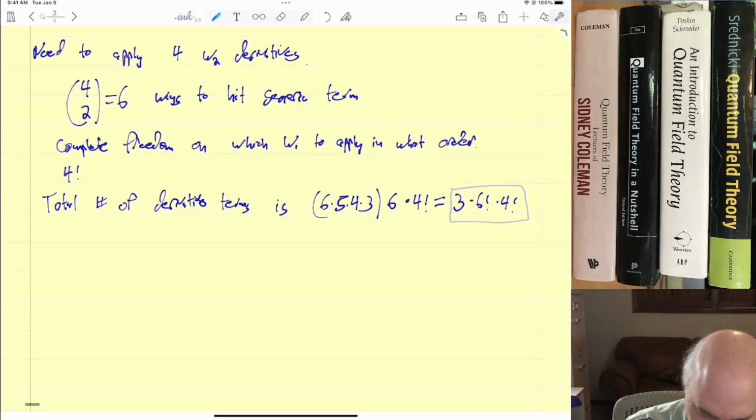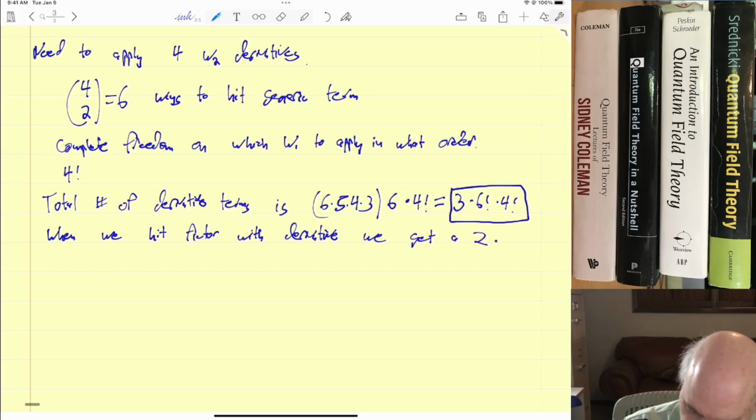Now, when we hit a factor with a derivative, we get a 2.